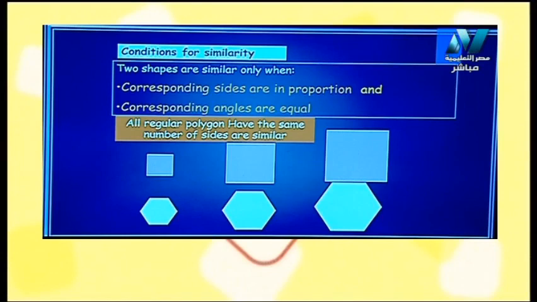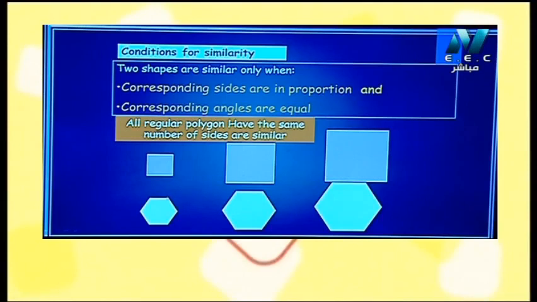All regular polygons that have the same number of sides are similar. What is a regular polygon? We call a polygon regular if all sides are equal in length and all angles are equal in measure. Like squares. We have here a small square, a middle size square, and a big square. All of them are similar because they are regular polygons.